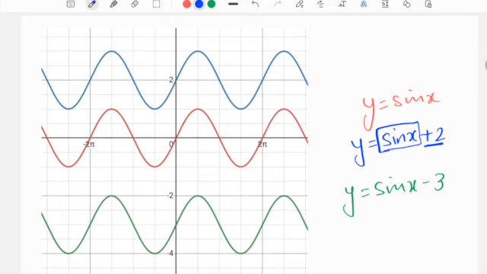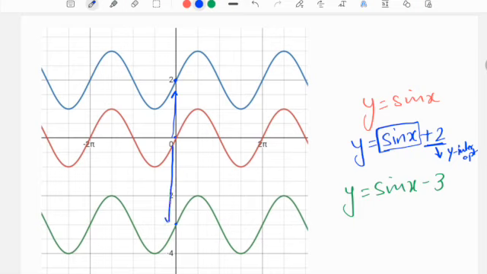All right, so when we add to the entire function, from your previous graphs you might remember that this is the y-intercept. All right, so y-intercept means it is going to change the y value of it, right? So if it is sine x plus 2, it is going up 2 points, and if it is sine x minus 3, it comes down.